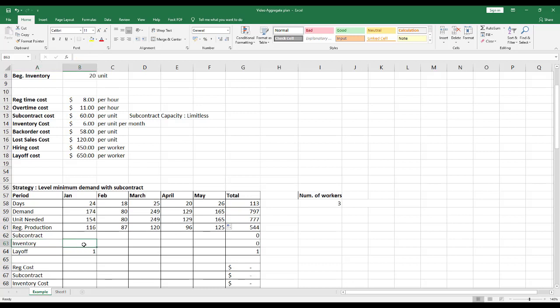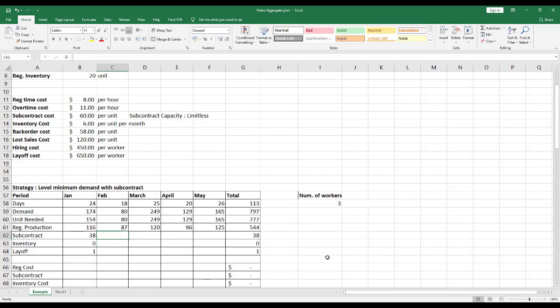Inventory is still the same: if the regular production is larger than units needed, there is inventory. But if the regular production is lesser than units needed, there's no inventory at all. It's like this, there is no inventory, but there is subcontract. Why? Because the regular production is lesser than units needed, so we need subcontract to fulfill the units needed. In this example, the subcontract capacity is limitless, so we can use many or infinite units to fulfill the demand.